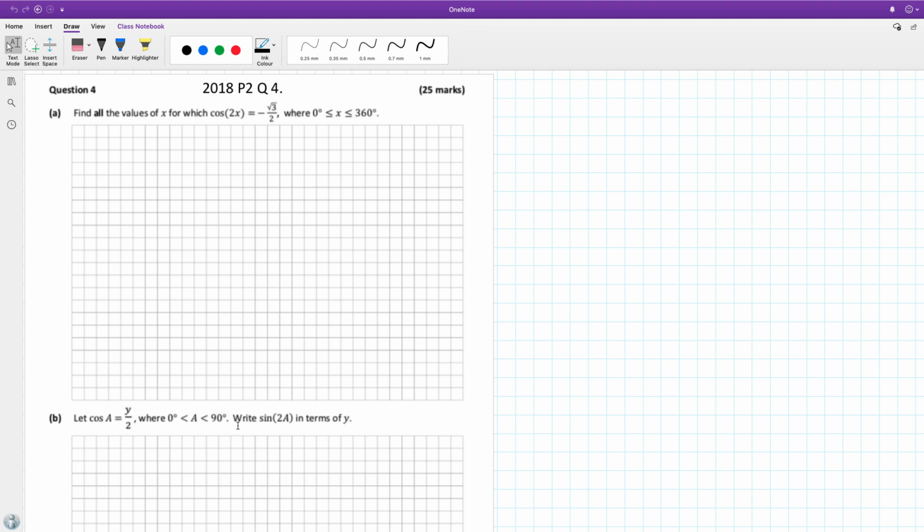So root 3 over 2, guys, is what for cos? It's 30. And where is it going to be in? It's going to be in C, A, S, T. It's going to be S and T. Why is it going to be in S and T? Why is it going to be in C and A? Because it's negative. If it was positive, it means C and A.